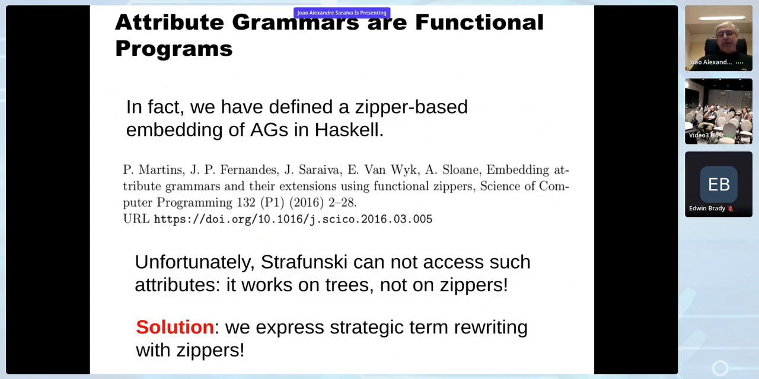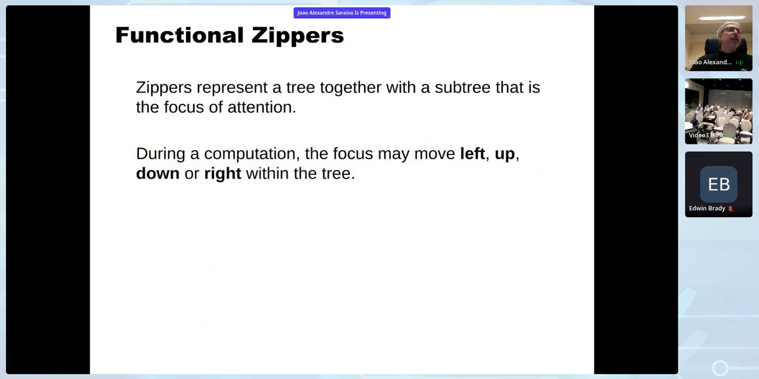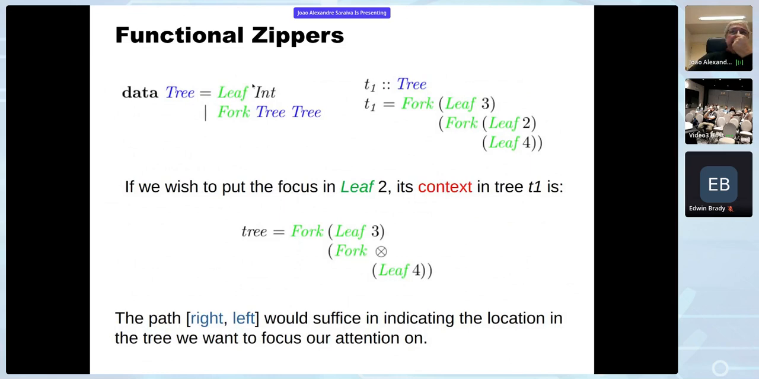So let's briefly say what a zipper is. A zipper is a tree together with some subtree that is the focus of attention. During computation, we can move this focus left, up, down, and right. I'm going to show you an example. If I have a binary leaf tree and I want to focus my attention on this leaf 2 here, I can say that the context of leaf 2 is this tree here. This context can be expressed by this path, turning right and left in the tree.